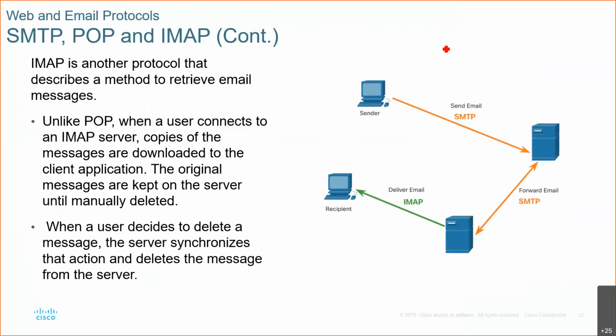IMAP, what does it do? It keeps a copy on the server. You can download everything on your computer, but you have a copy on your server. So no matter which device, if you use your tablet or your phone, you can still see the same emails on the server. And if you delete from the server, then it goes off. So this is the speciality of IMAP. You have the original messages on the server until manually deleted.